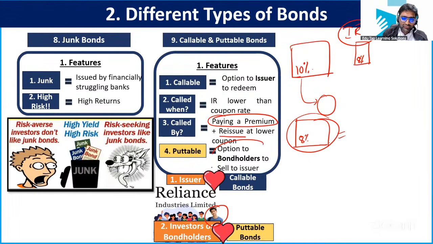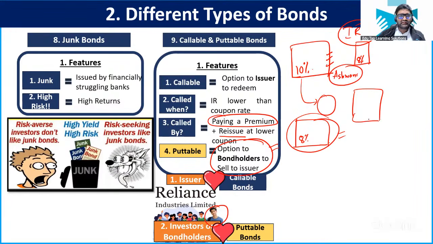Now the puttable bond: the option is with the bondholders to sell the bond back to the issuer. When can that happen? Can anyone tell me what is the situation of the interest rates in the market? Can you just tell me in the chat box very quickly? Now let's say a 10% bond has been issued to Ashwini, and he is saying, take this bond back. Why is he saying that? Yes, in the market the interest rates are higher.